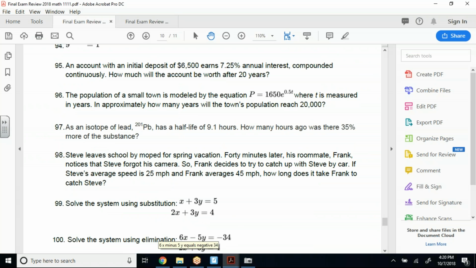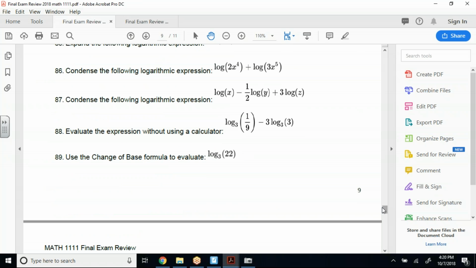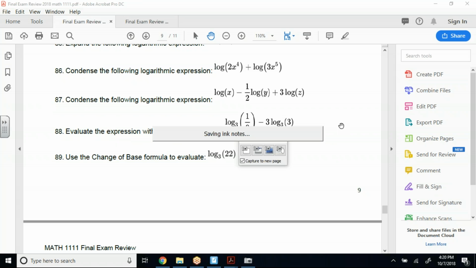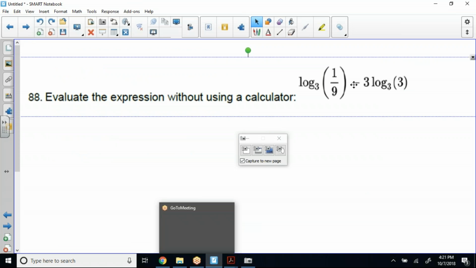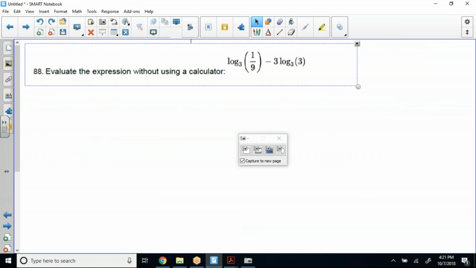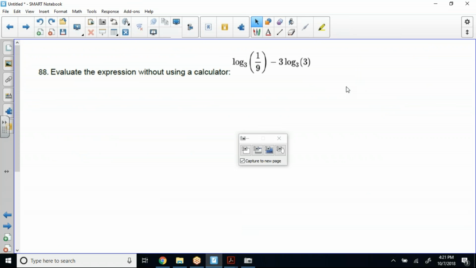Okay, so Dex is 88. So let's go here. Use it without a calculator. Well, okay, we're still going to use a calculator. We're not going to do it without it, but we will do some things that are going to make it a little bit easier for us. If we're going to evaluate this without using a calculator, then we're not.